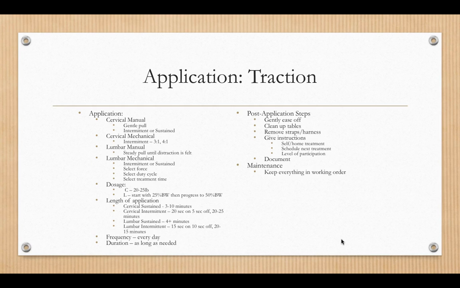Dosage, typically cervical is 20 to 25 pounds of force. Lumbar, we start with about 25% body weight and progress to 50%. Length of the application, if we're doing sustained in the cervical, 3 to 10 minutes. Intermittent, 20 seconds on, 5 seconds off, or 3 seconds on, 10 seconds off. It just kind of depends.